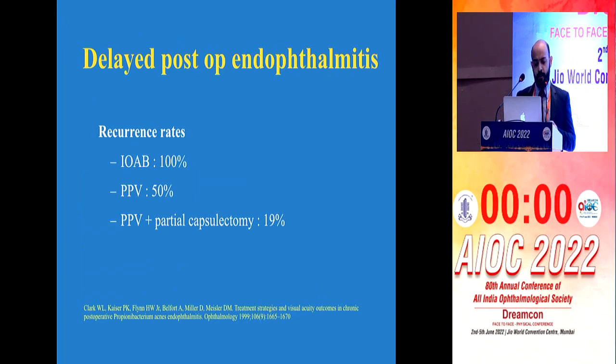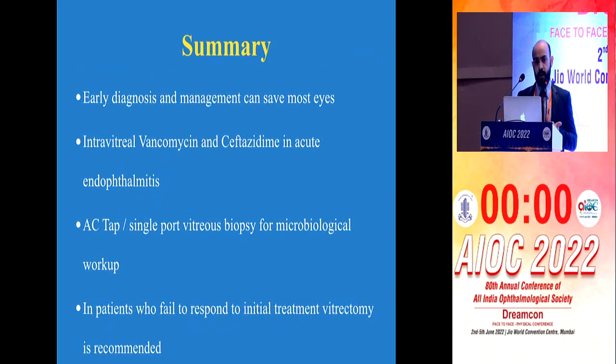Delayed post-op endophthalmitis, again, needs a pars plana vitrectomy and also sometimes lens removal, explantation, because with only injections, they have a very high recurrence rate. So to summarize, early diagnosis and management can save most eyes. Intravitreal injections, Vancomycin and Ceftazidime, are still used in acute endophthalmitis, unless we are suspecting gram-negative, when we use imipenem. AC tap or a single port biopsy is good for microbiological workup. And in patients who fail to respond to initial therapy, no use of doing another injection. We have to go for a vitrectomy immediately.